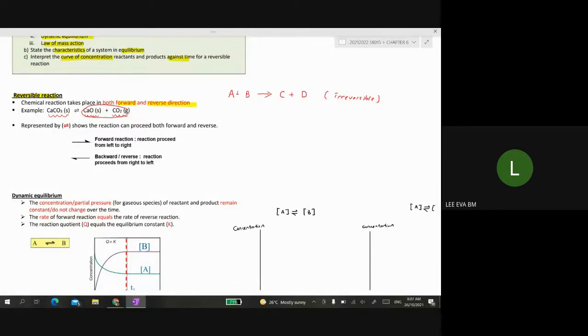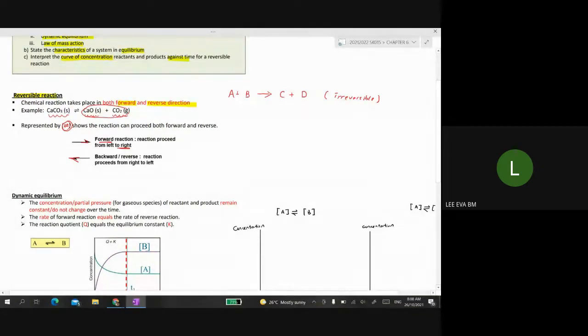Remember that we are using this symbol. Normally you use a single-headed arrow, but now we have both directions. Forward, you use the arrow going to the right-hand side, meaning from left to right. But please make sure that we only use a half-headed arrow. Half-headed arrows only. When you refer to the backward or reverse reaction, that means the reaction proceeds from right to left, towards the left-hand side.